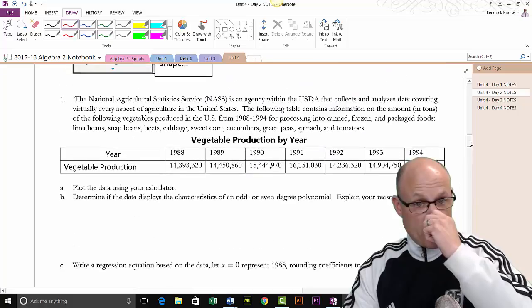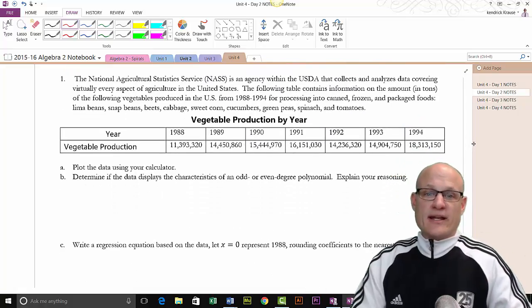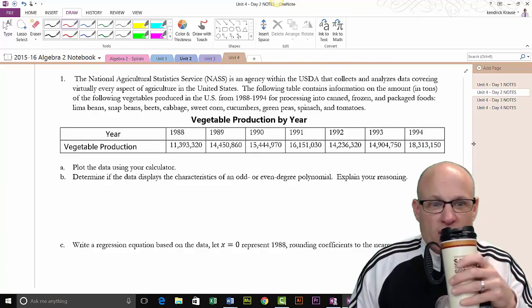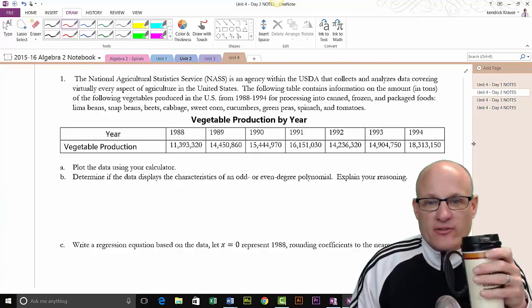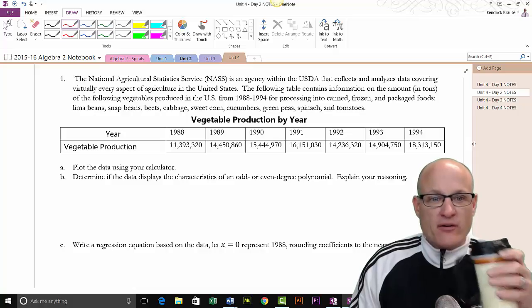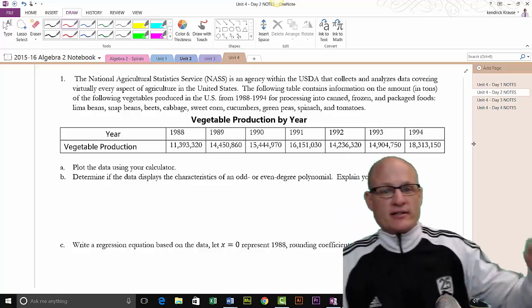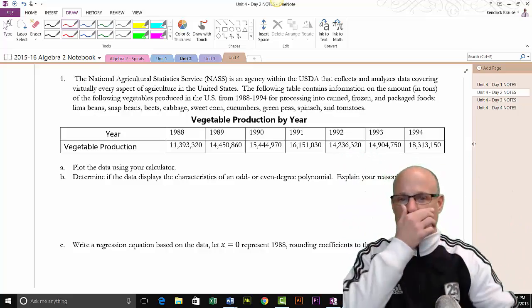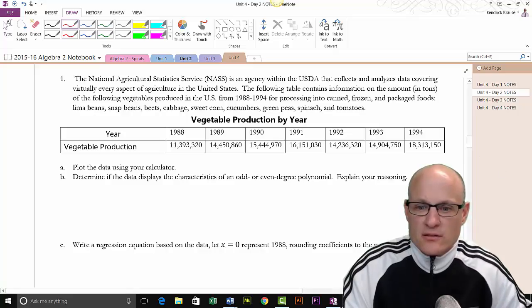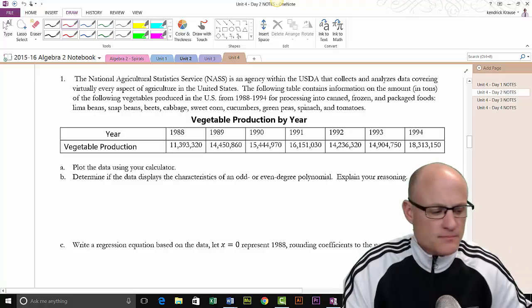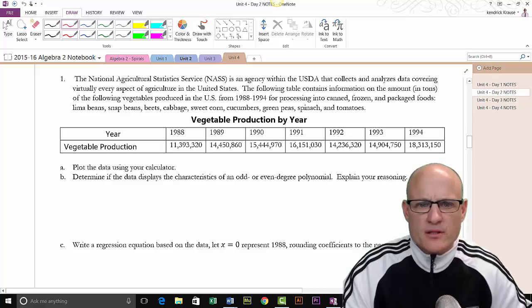Okay, so here we're going to have another problem. The National Agriculture with USDA collects and analyzes data covering virtually every aspect of agriculture in the United States. The following table contains information on the amount of tons of the following vegetable produced in the United States from 1988 to 1994. All right, so plot this data using your calculator.